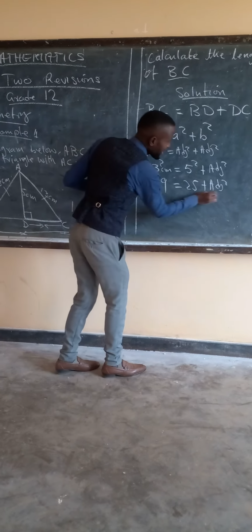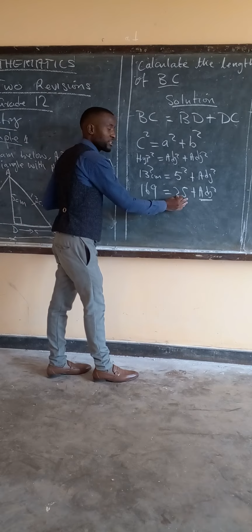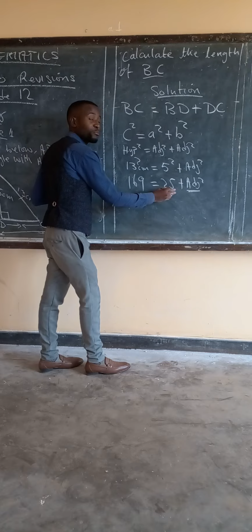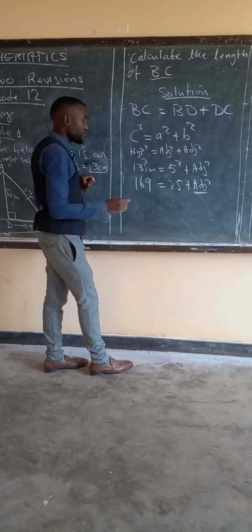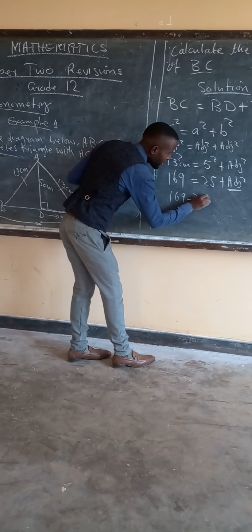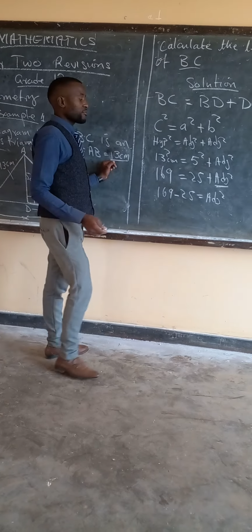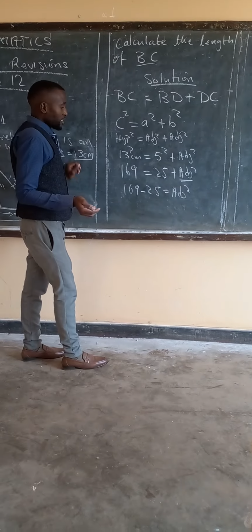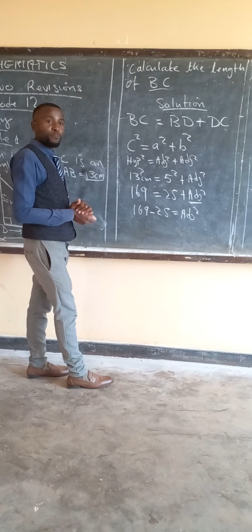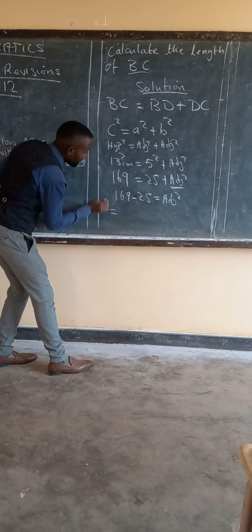So now I want to find this side which is here. How do I find it? The simpler way is to get this 25 and bring it to the other side where this 169 is. This 25 is positive, and it will change its sign to negative once it crosses the equal sign. So it will be 169 minus 25 is equal to adjacent squared. So 169 minus 25, what is the answer? The answer will be 144.